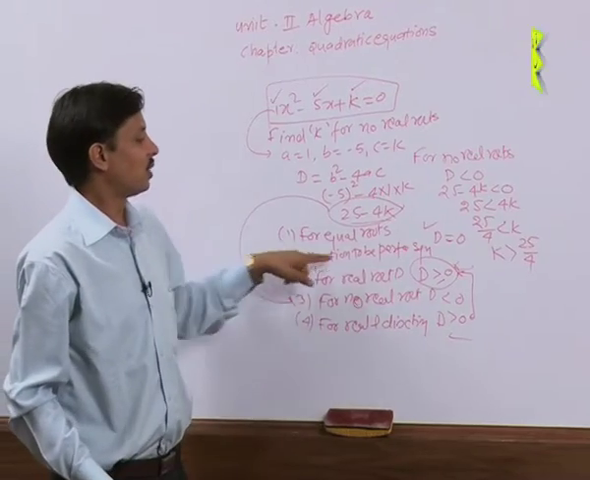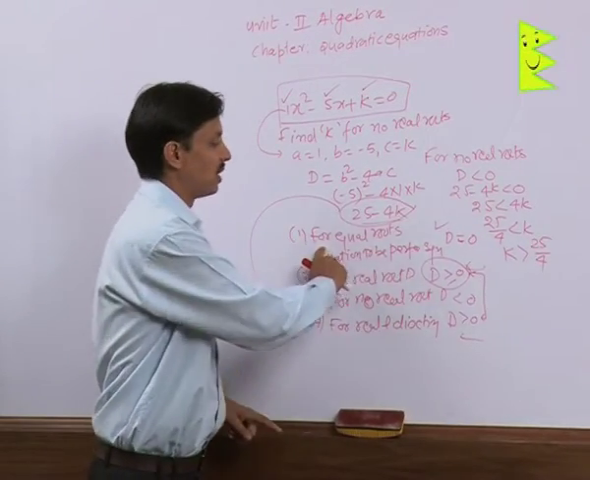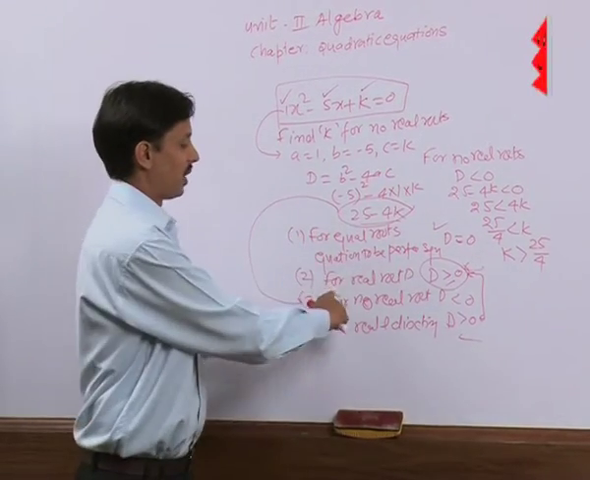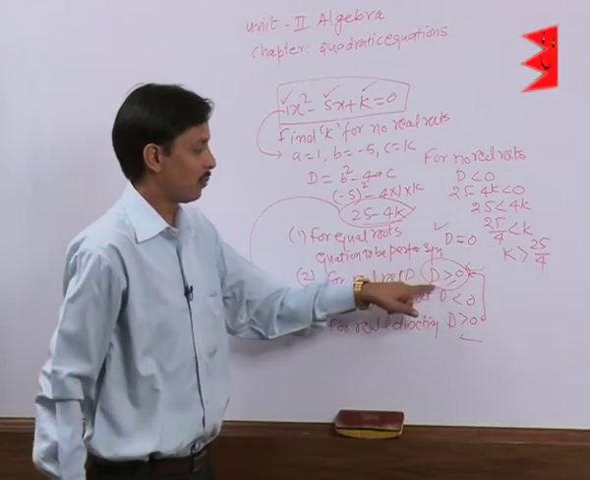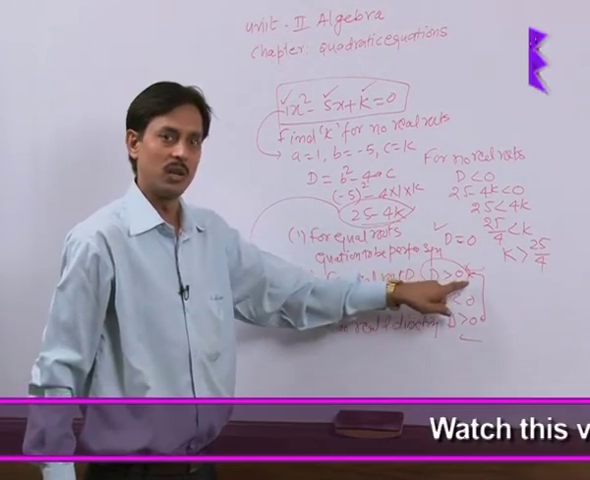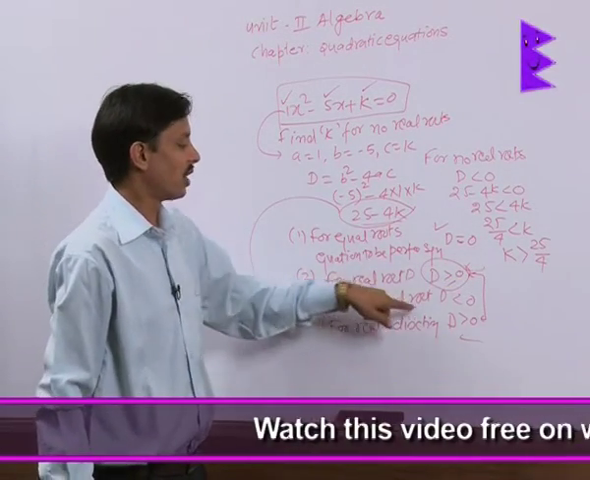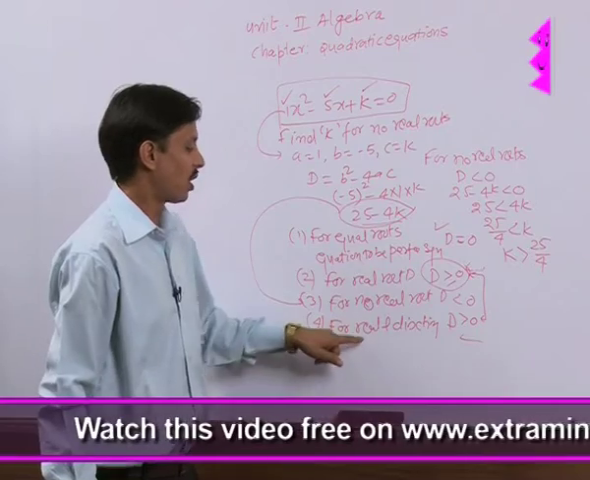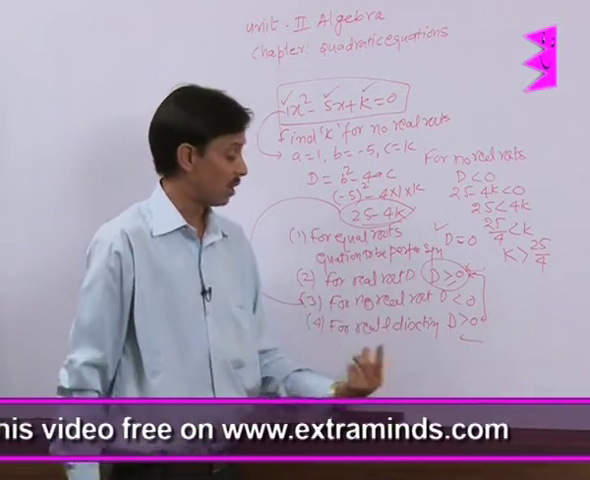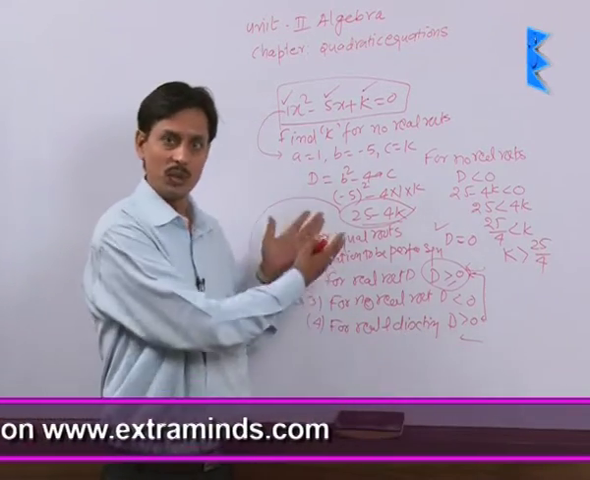Whenever it is written that the equation is a perfect square, its meaning is equal roots. Whenever it is written for real roots, we have to take both signs, the discriminant is greater than or equal to 0. For no real roots, D is less than 0. For real and distinct, that is real and unequal, D is greater than 0, as in one of the examples we have given you here.